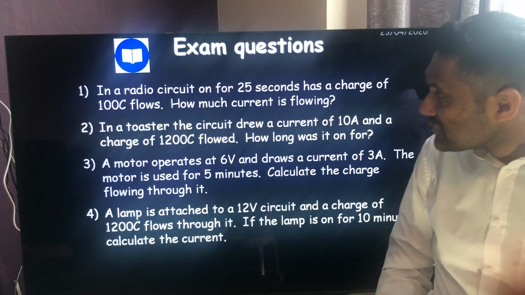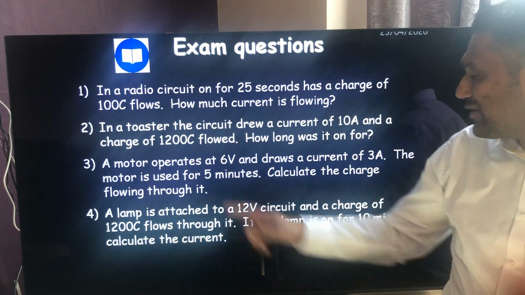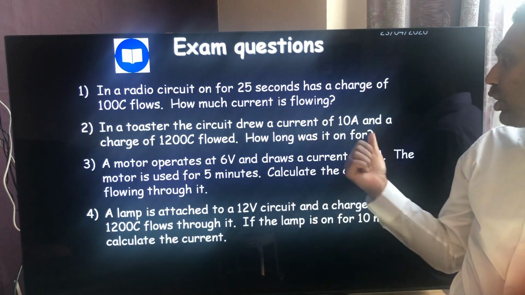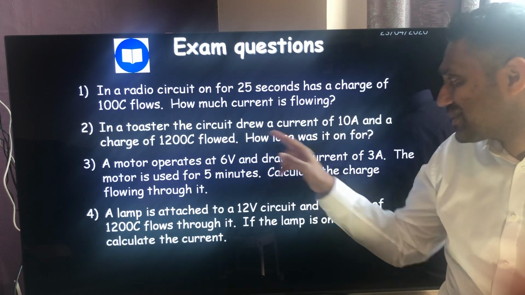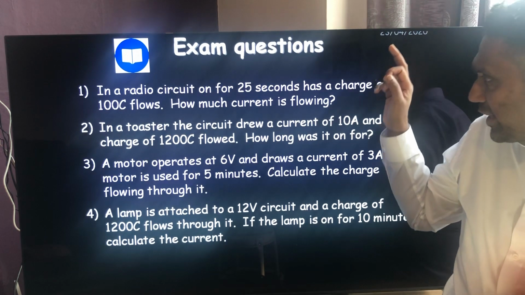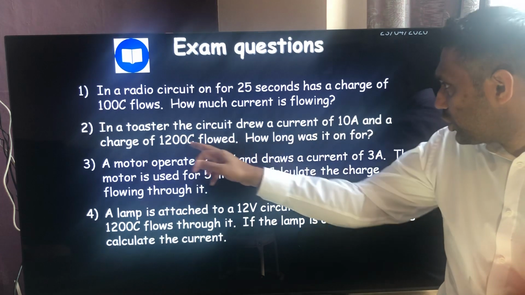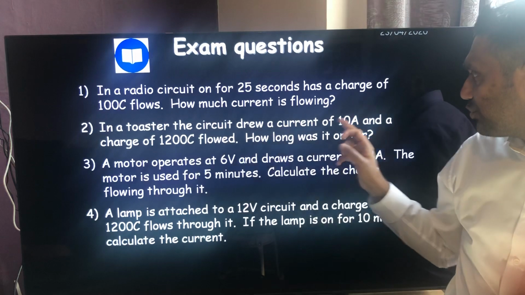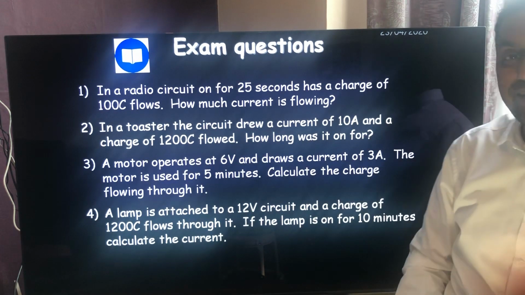Question 2 then. In a toaster, the circuit drew a current of 10 amps, and a charge of 1,200 coulombs had flowed through it. How long was it on for? So this one is how long. Underline the word long. It's the time, so I want T. T is going to be Q divided by the current, Q over I. The Q is 1,200. The I is 10. So 1,200 divided by 10, I'm literally just cutting off a 0. So the answer is 120.